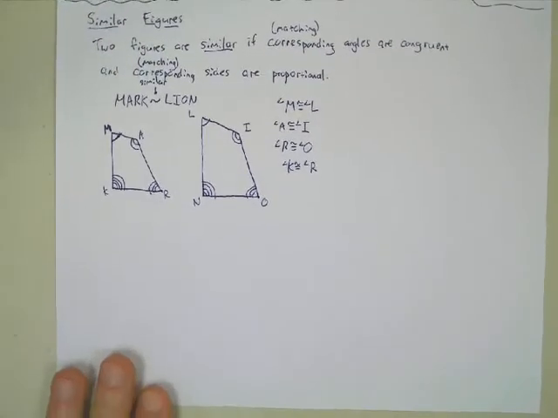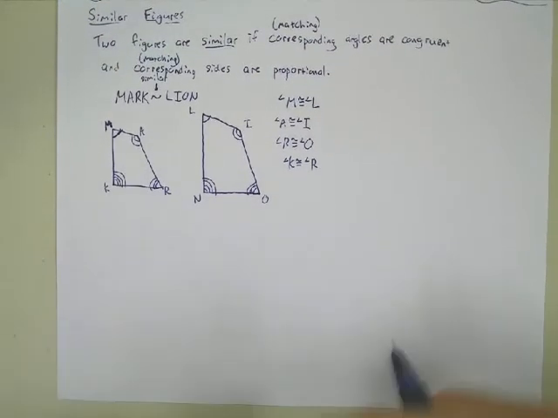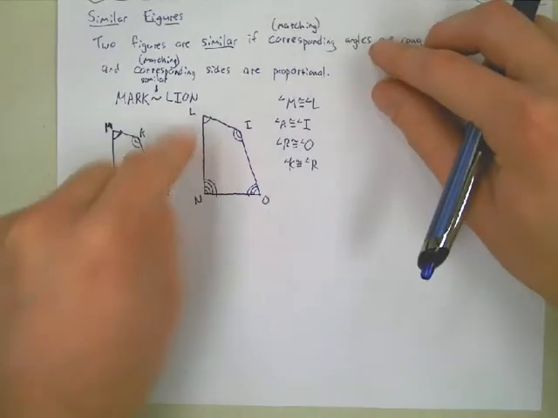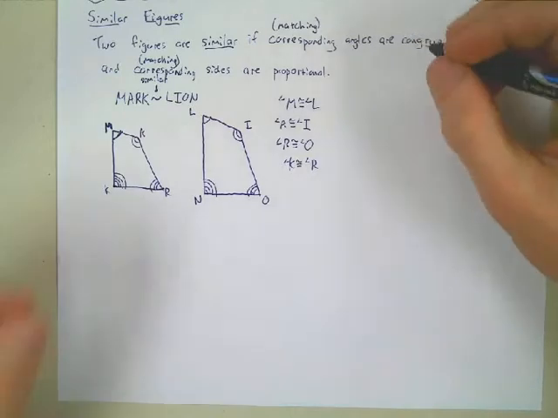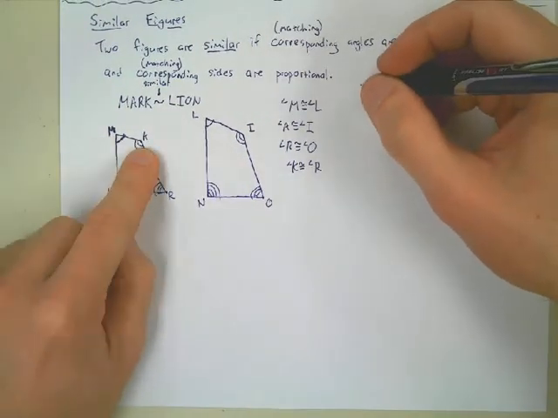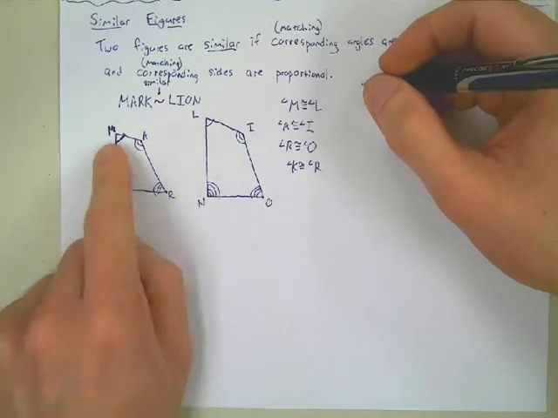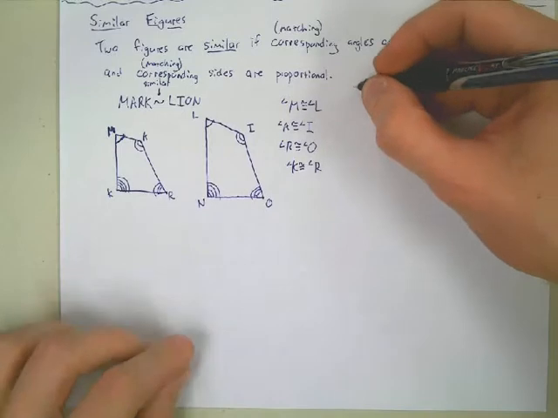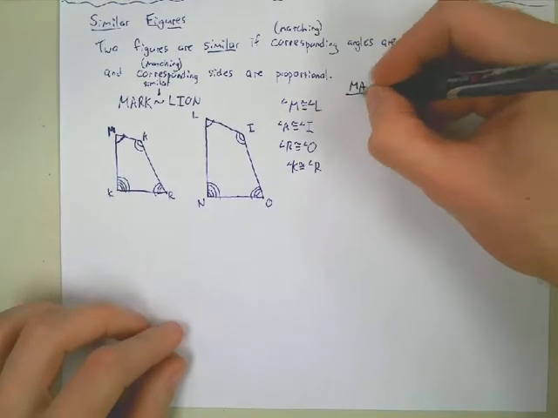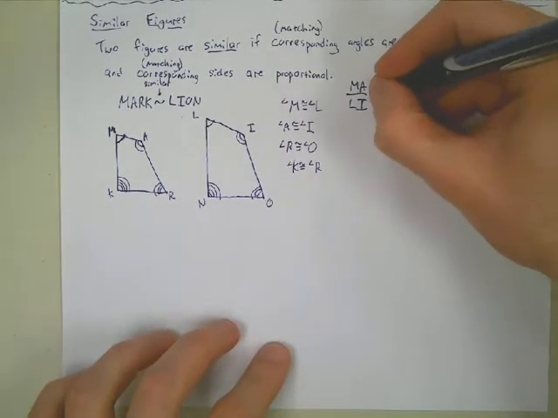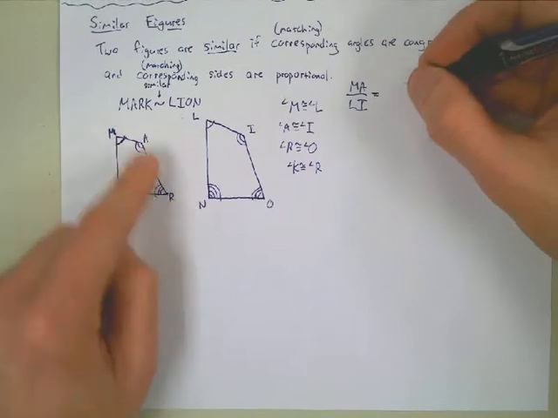Okay. Agreed. So, now, what else can we say here? Well, besides the angles being congruent, we can also match up corresponding sides. But MA is not going to be equal to LI. Okay, MA and LI are in the same position, but they're not going to be equal. They will be proportional. What does that mean? That means MA over LI will be the same ratio as AR over IO.